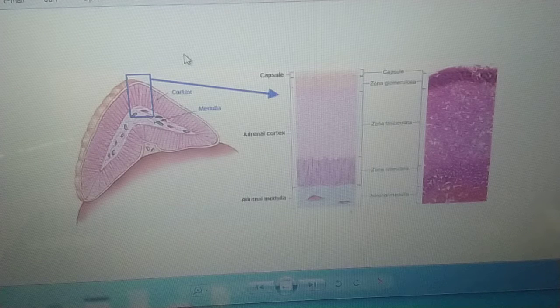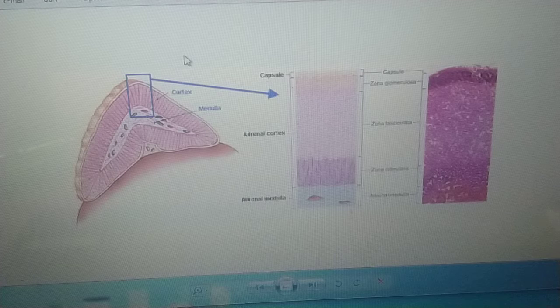Now the adrenal cortex is subdivided into three zones: zona glomerulosa, where zona is belt and glomerula is little ball. This is the outer zone that lies just below the capsule. It constitutes about 15% of the gland.